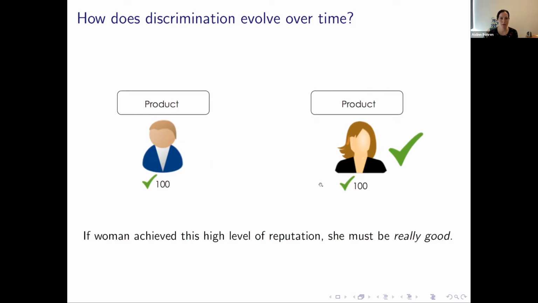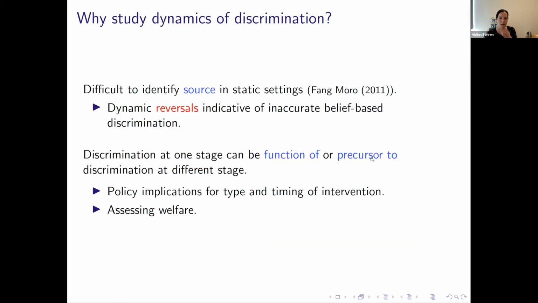Or we might think, well, if there was this initial discrimination and that woman was able to get this really high level of reputation, 100 positive task assignments, even though she's facing discrimination, she must be really good because she had to overcome all of this initial discrimination to build up her reputation. In fact, she must be better than a typical male with 100 reputation points because that male candidate wasn't overcoming discrimination. So we might even see the woman being favored later on.